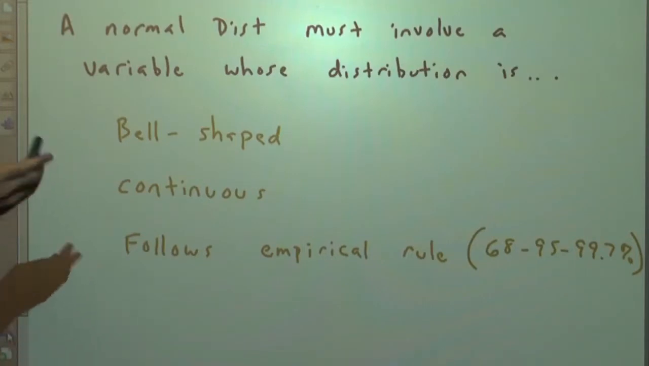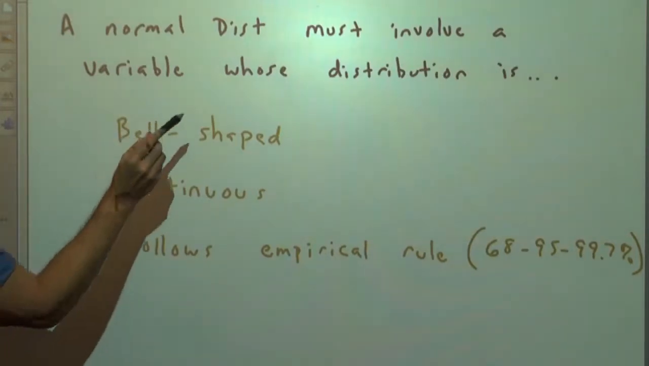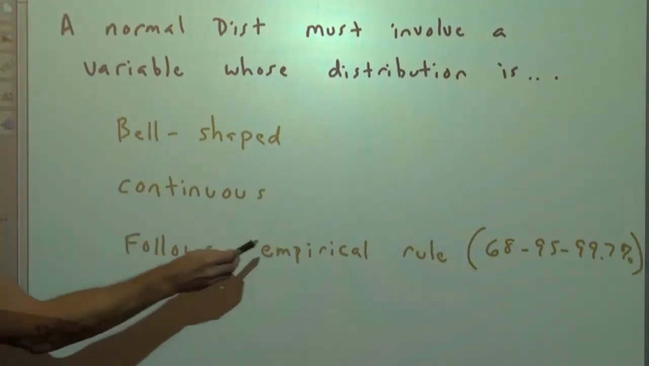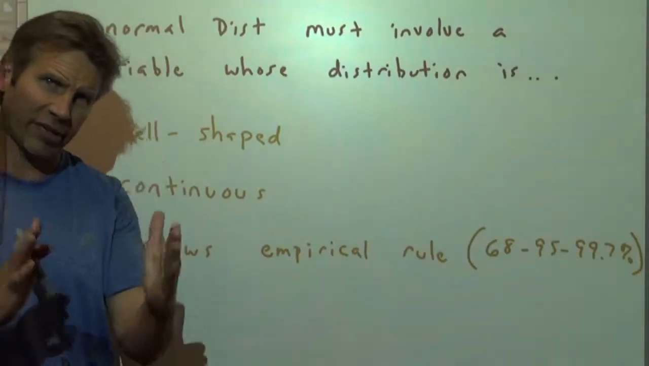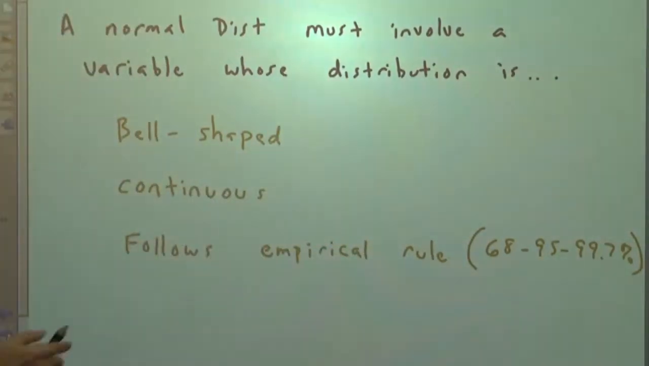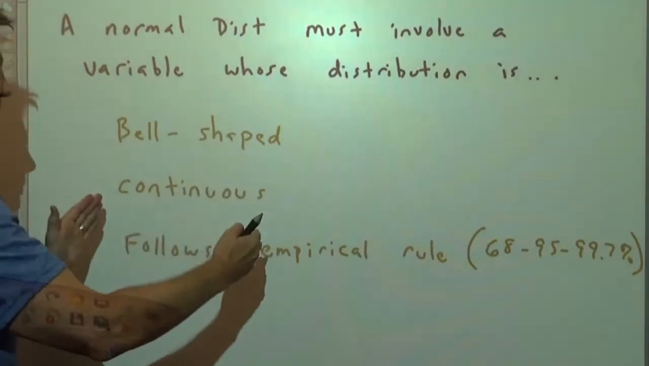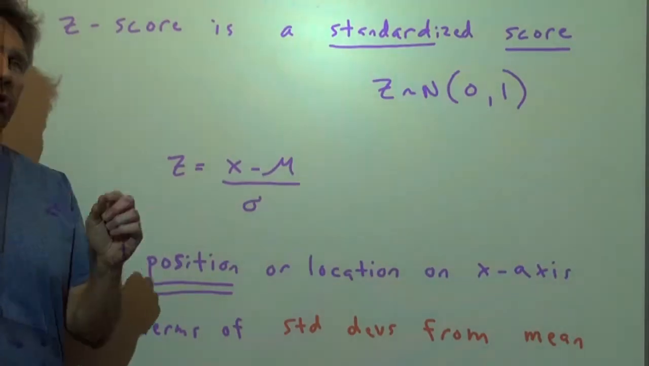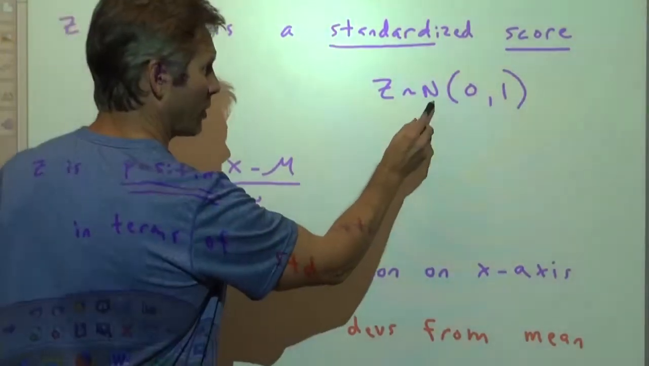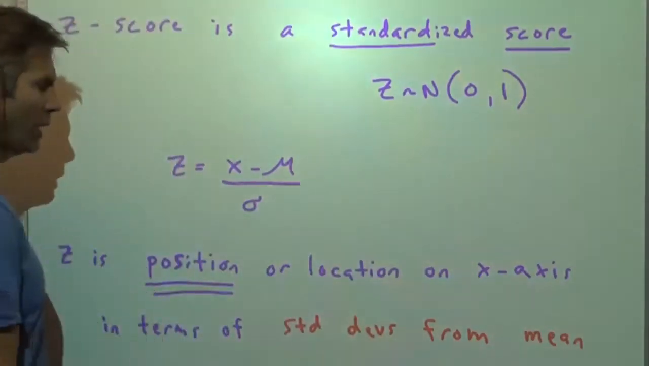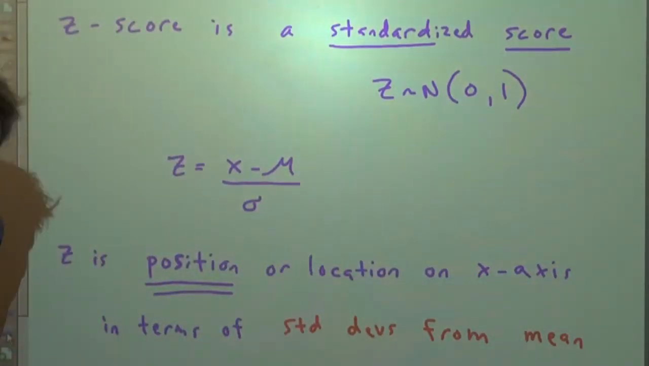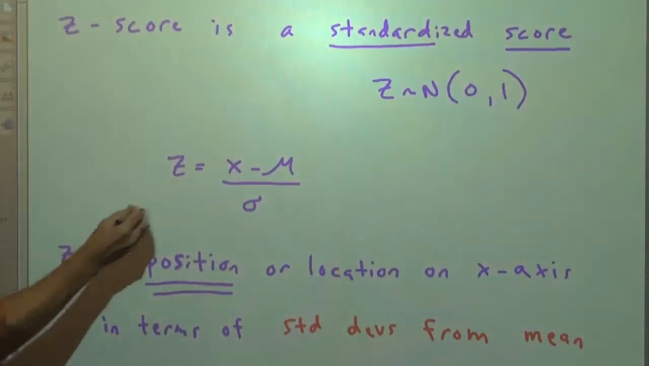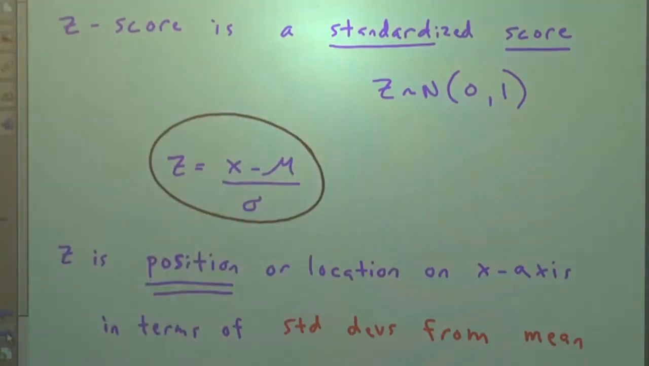So a normal distribution must involve a variable whose distribution is bell-shaped. It's got to be continuous, theoretically infinitely many values of x, and it follows the empirical rule that you're going to find about 68%, 95%, and 99.7% of the distribution within 1 standard deviation, 2 standard deviations, and 3 standard deviations respectively. And then remember, a z-score is called a standardized score because a standard normal distribution is one with a mean of 0 and a standard deviation of 1. And all the means in any distribution are 0 standard deviations away from themselves, so that's how we can convert. We use this formula to do it. That's how we get the standardized score.